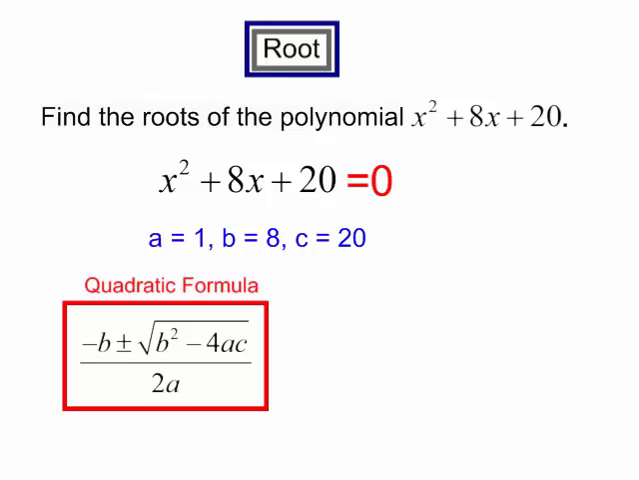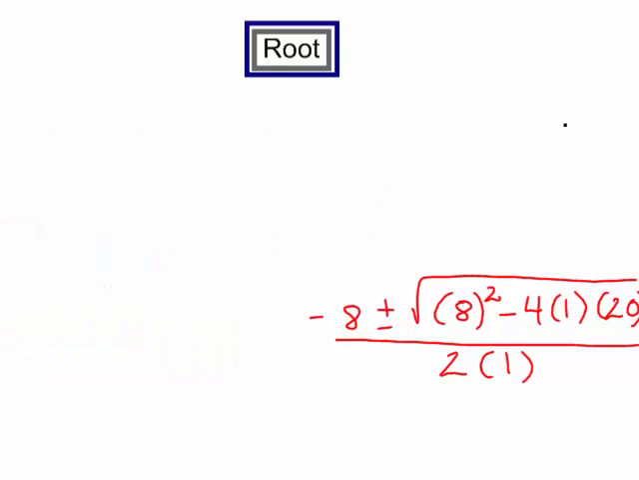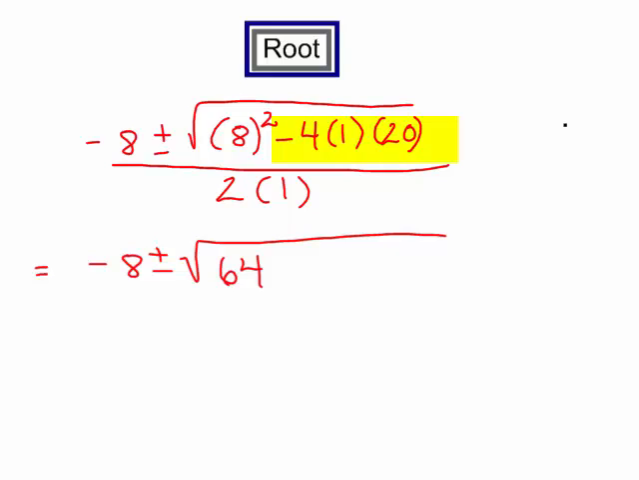Let's get to work. Negative b plus or minus the square root of b squared minus 4 times a times c, all of that over 2 times a. Now let's get to work simplifying this. 8 squared is 64. Negative 4 times 1 times 20. Be careful with the sign here. This will be a minus 80 or a negative 80.